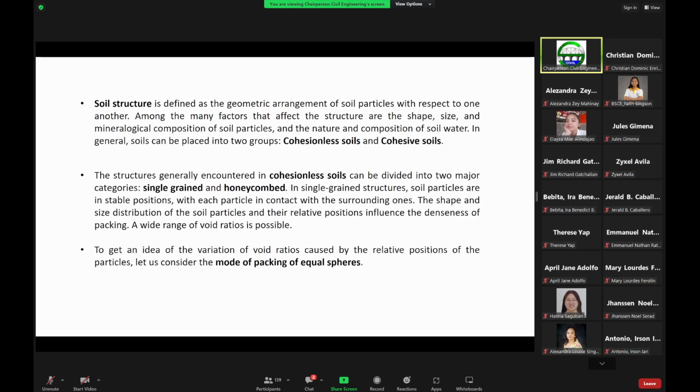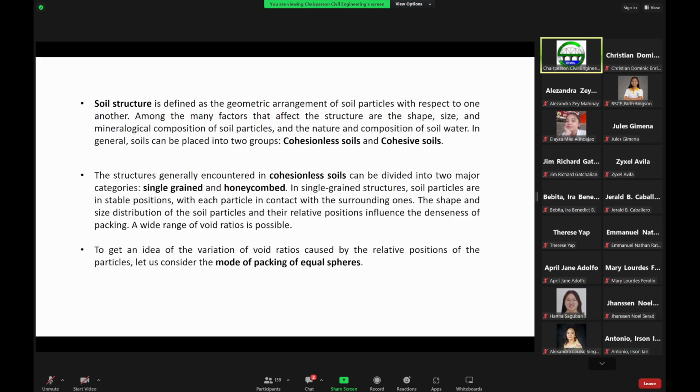So maybe we can now continue with our lecture. Now let's try to discuss a little bit about soil structure. Soil structure is defined as the geometric arrangement of soil particles with respect to one another. Among the many factors that affect the structure are the shape, the size, and the mineralogical composition of the soil particles, and the nature and composition of the soil water.